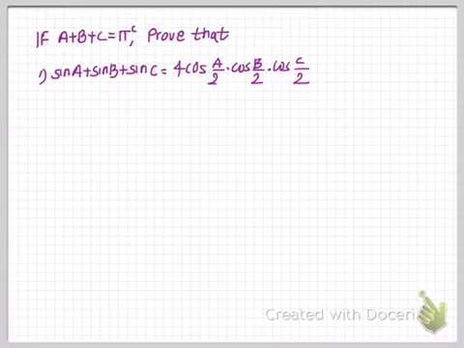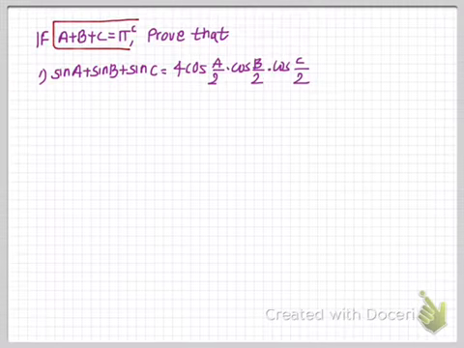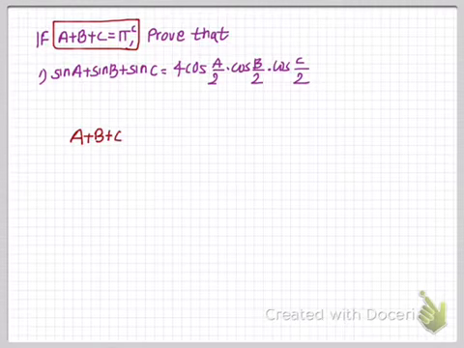Hello and welcome back. So in this tutorial we'll be looking at how to solve a question based on conditional trigonometric identities. In this type of question we are given a condition where the three angles or the three terms A, B, C sum up to give pi radian, which is actually 180 degree.